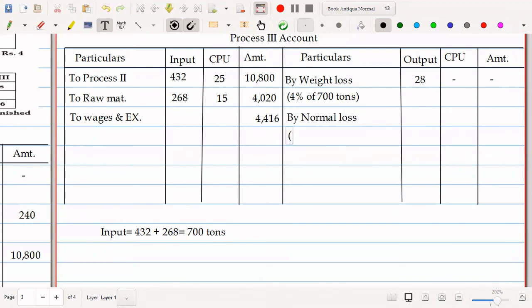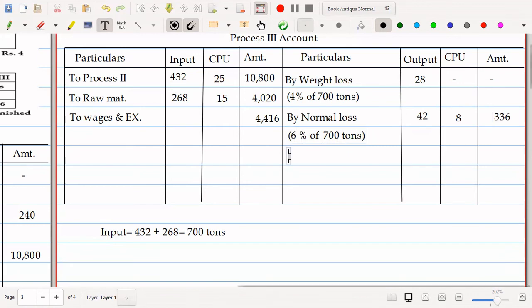For every process, it has 6%. 6% of input, that is 700 tons. When we calculate, it comes to 42 tons. And scrap value is given as rupees 8 in the problem. It comes to 336.